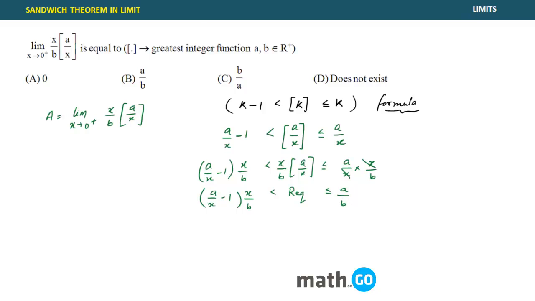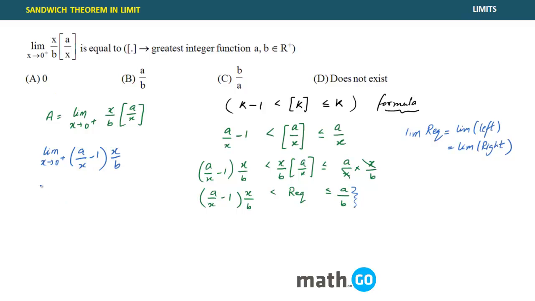For the sandwich theorem, what we just did was: if both the limits on the left side and the right side become equal, then I can say that the limit of the required function will be equal to the limit of the left function, or the limit of the right function, because both of them will be equal. I have already obtained the limit of the right function, that is a by b. I just need to check whether the left-hand limit is also a by b or not. Let's see. So if I want to find the limit as x approaches 0 of a by x minus 1 times x by b, we need to find the value of this.